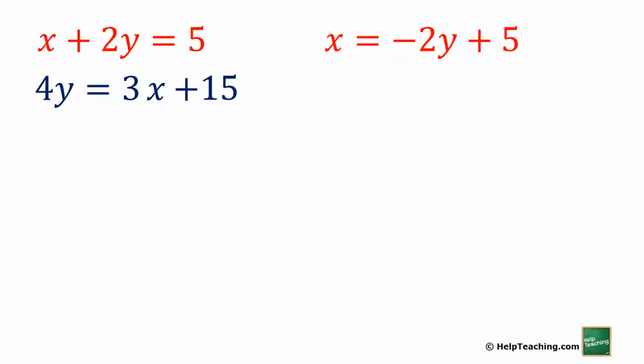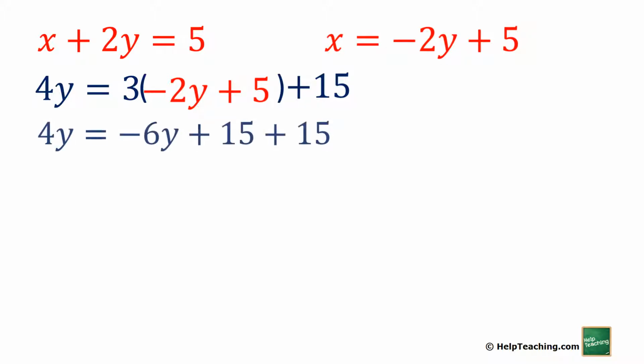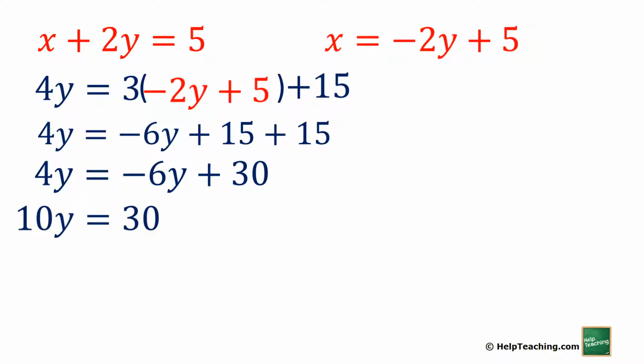Now I can take this definition of x and substitute it into the second equation, and now just solve for y. So I will begin by multiplying everything in the brackets by 3, and I get 4y is equal to negative 6y plus 15 plus 15. I can combine the 15s to get 30. I can add 6y to both sides, which will give 10y is equal to 30. Divide both sides by 10, and I get y equals 3.